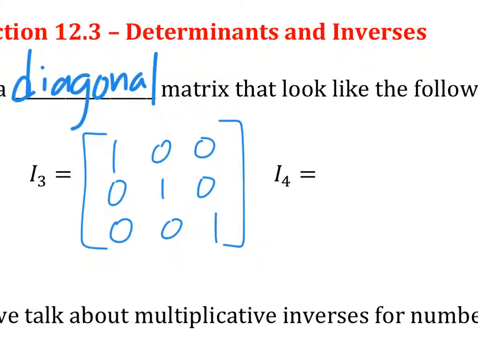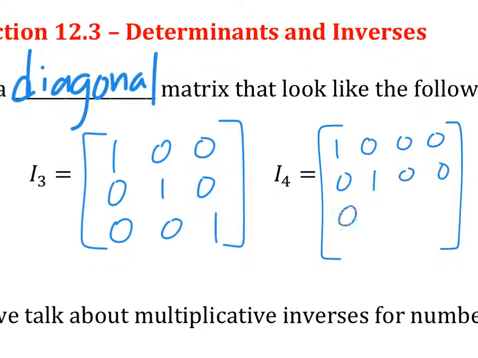So what size would I4 be? 4 by 4? All right, go ahead and draw out or write out all the elements for I4. Okay, so I4 is going to look like 1, 0, 0, 0, 0, 1, 0, 0, 0, 0, 1, 0, and 0, 0, 0, 1.